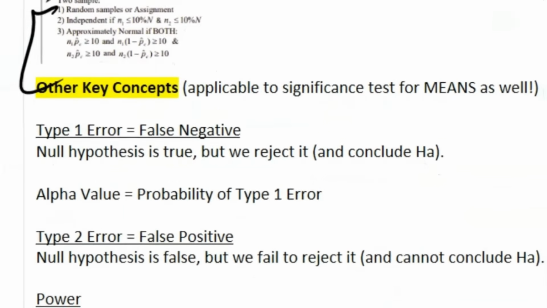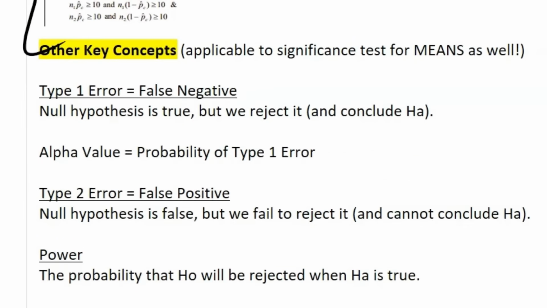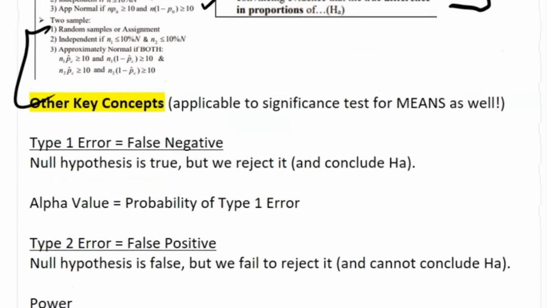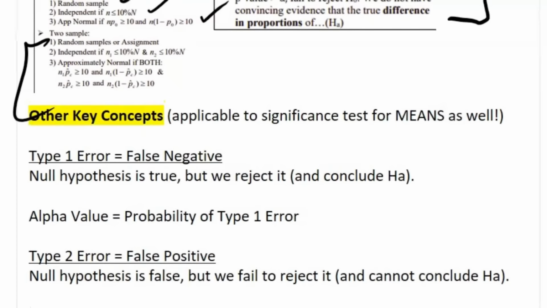When you're talking about significance tests, usually they won't explicitly make you talk about type 1 and type 2 error or power. These are just like extraneous concepts that come up in follow-up questions about significance tests. So it's just good to know them because they might show up.